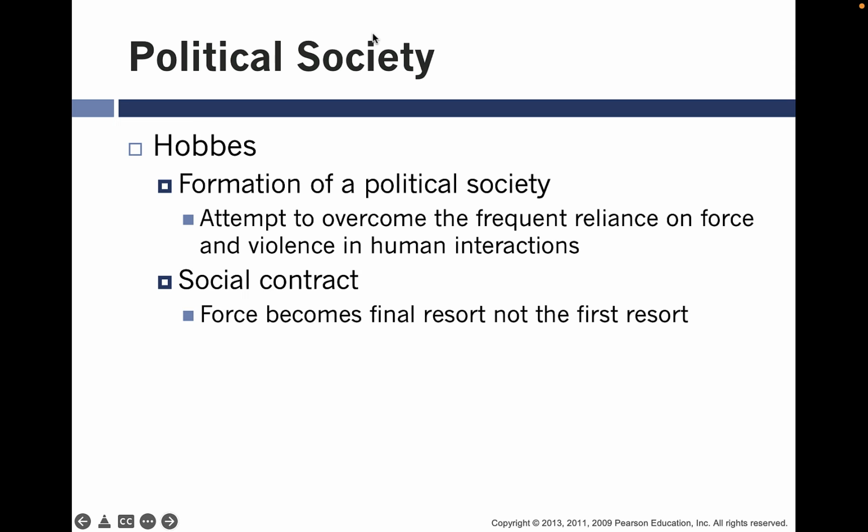Like I talked about, Thomas Hobbes was a political philosopher who believed that the formation of a political society was an attempt to overcome the frequent reliance on force and violence in human interactions. Force becomes the final resort, not the first resort. So basically what Hobbes believes is that if you are a ruler, you need a big stick, so to speak, borrowing the Teddy Roosevelt quote, to keep people in line. And at the very least, intimidation is a very good tool.